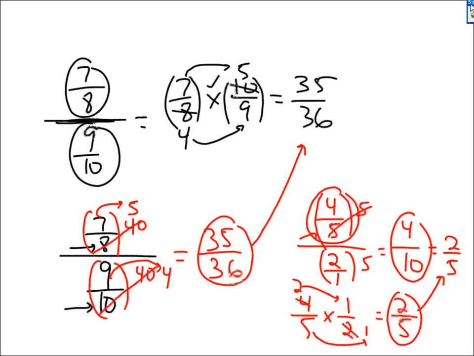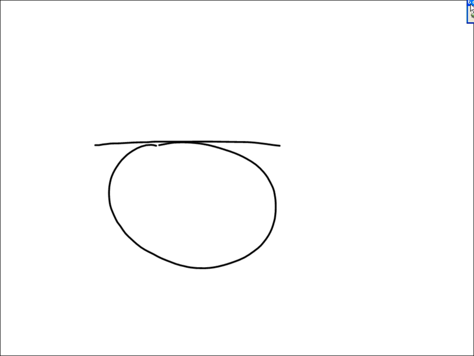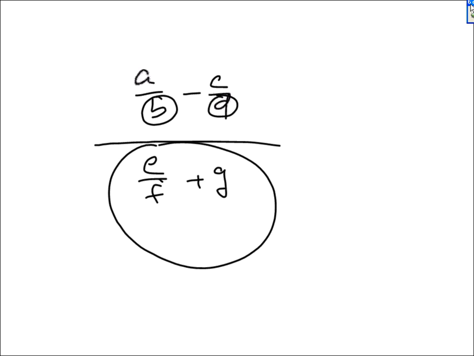If you forget the keep, change, and flip rule, well then, you never should forget the multiplying by 1 rule. Kill off the denominators by multiplying all the denominators by the LCD. And remember, in this type of language, when I say denominator, I do not mean everything underneath that line. If you have A over B minus C over D, over E over F plus A over G, when I talk about denominators, I mean those. Okay, good luck with this.